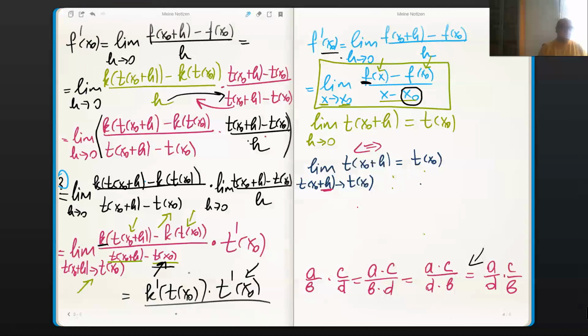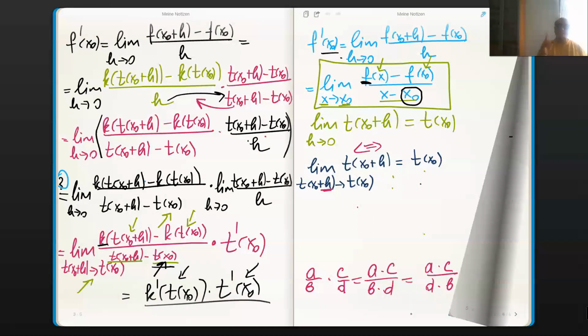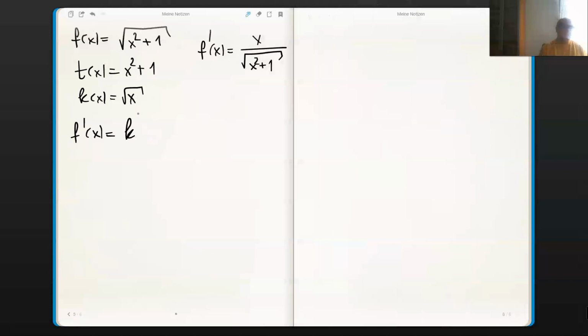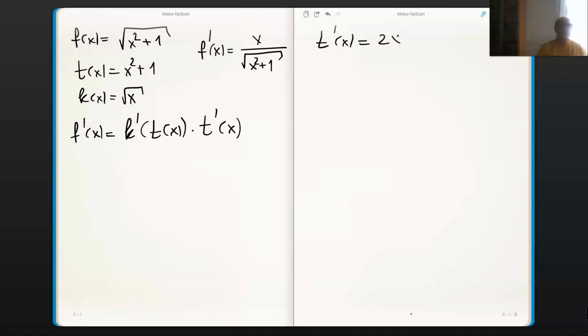We need t prime, and we also need k prime. So we need k prime at t of x, and we need t prime of x. Make sure you understand it's k prime at t of x, not just k prime. Let me show you the difference. What is t prime of x? T prime of x is just 2x. What is k prime of x? K prime of x is 1 divided by 2 square root of x. But this is not what we need. And you see, if you memorize, you just don't get it. Because what we need, and that's why we proved it, is k prime at t of x.